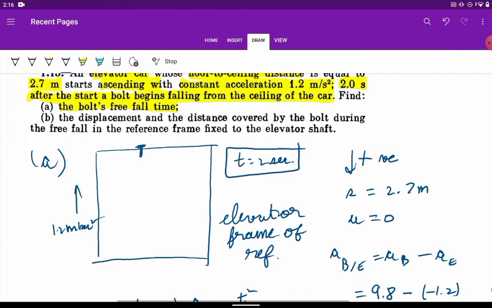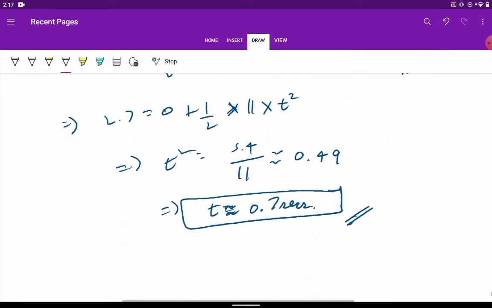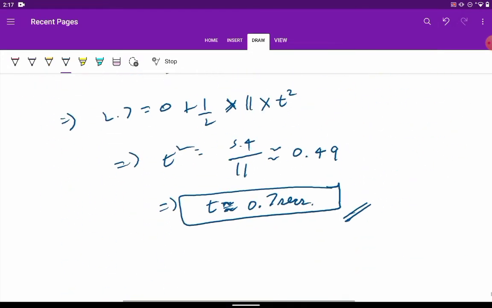Now moving on to the second part, they are asking the displacement and the distance covered by the bolt during the free fall in the reference frame fixed to the elevator shaft. Now very important point, elevator shaft means the stationary pathway of the elevator. So relative to the stationary frame of reference, the ground frame of reference, what is the displacement and the distance covered by the bolt, right?